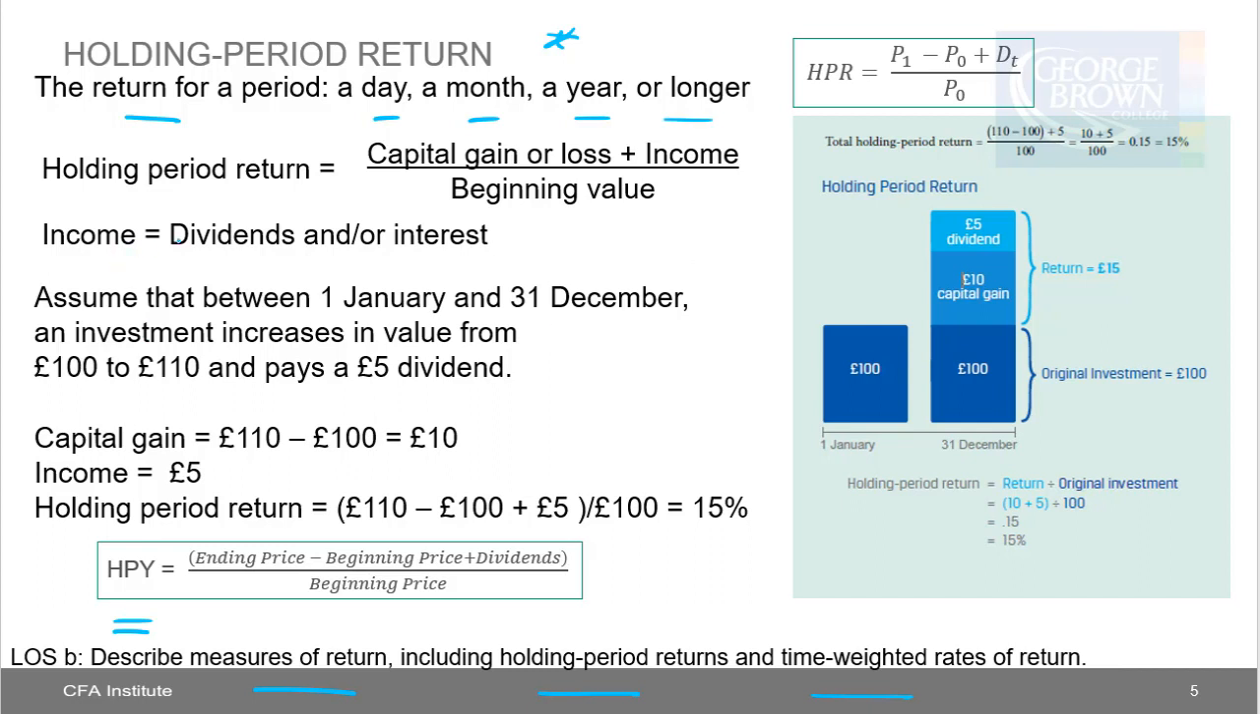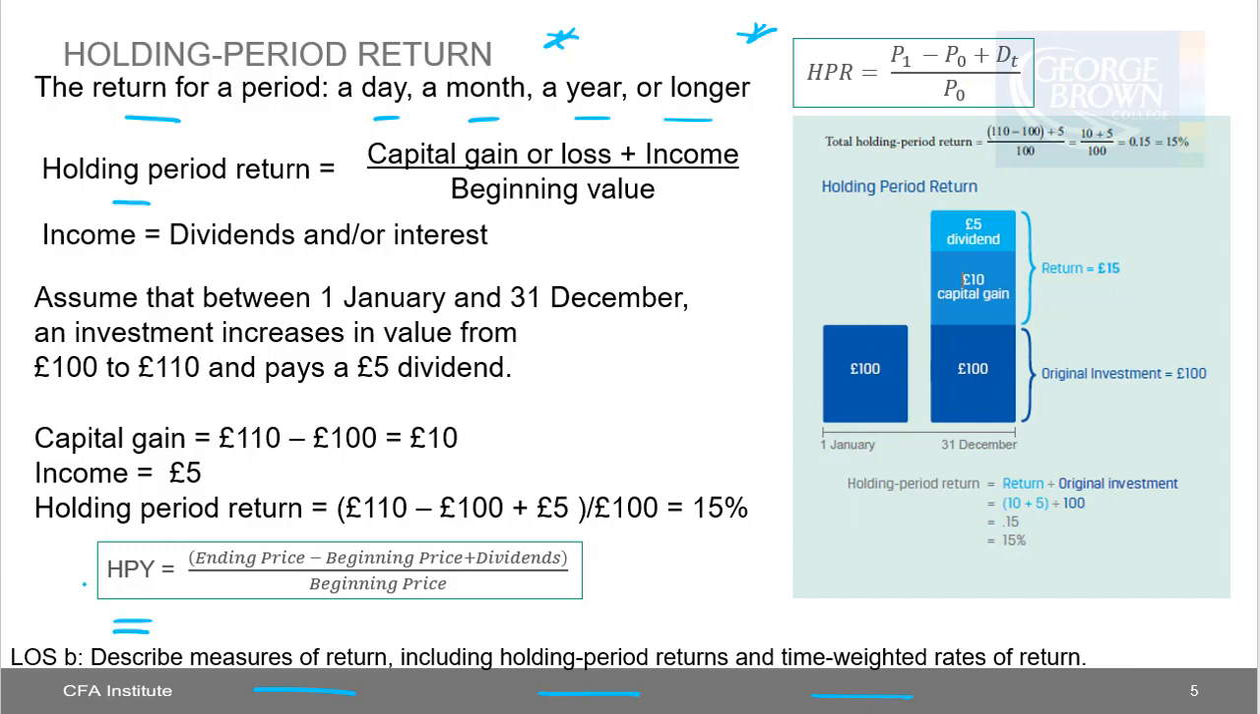Okay, so you can see here, starting off in words, holding period return is the capital gain or loss plus the income divided by the beginning value. Now I've put it up here as a formula. Holding period return: P1, that's the price at the end of the period, minus P0, that's the price at the beginning of the period, plus the dividend, usually we assume that's coming at the end of the period, divided by P0, which is the price at the beginning.